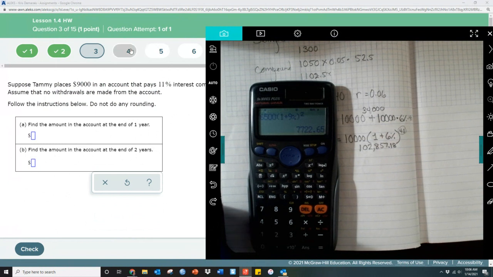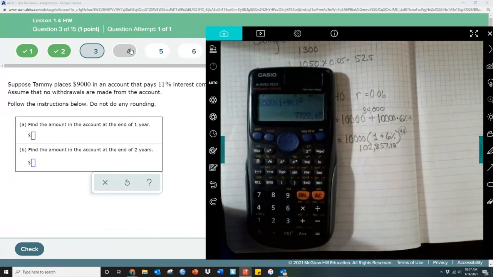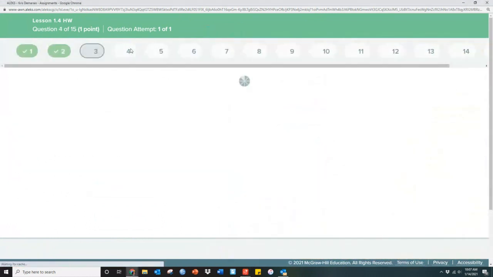All right. I really like this calculator. I hope that you are sold on this calculator. This calculator is kind of, excuse my language, badass, but it's a pretty cool calculator.